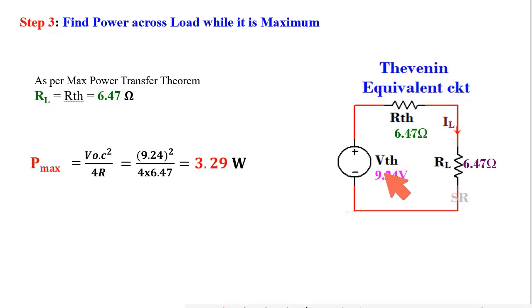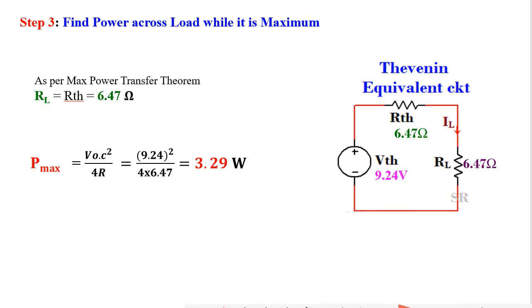Putting it into the equivalent circuit, VTH is 9.24 volt, RTH is 6.47 ohm, and to get maximum power at load, the value of load resistance will be equal to this 6.47 ohm. Putting the value of open circuit voltage 9.24 and load resistance 6.47 ohm, ultimately we got maximum power of 3.29 watt.